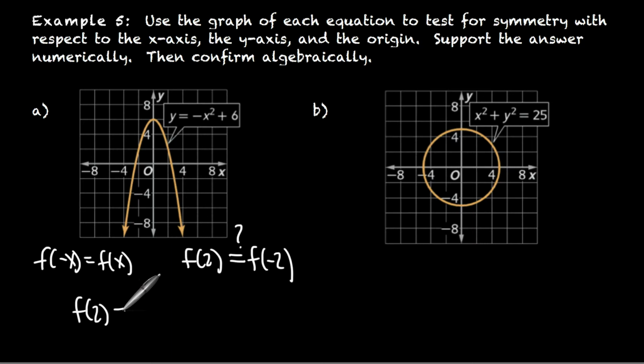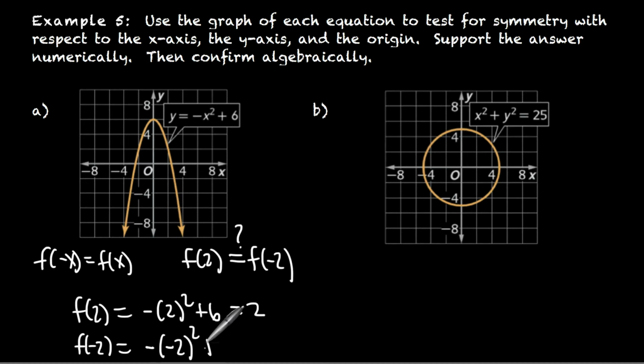f of 2 is going to be negative, parentheses, 2 squared, plus 6. 2 squared is 4. Multiply that by a negative, that's negative 4 plus 6. That is going to be 2. Well, f of negative 2 is going to be negative, parentheses. Be careful to leave the negative outside the parentheses and put the number inside. When you square negative 2, that's also going to be positive 4 times negative, which is negative 4, plus 6, which is 2. Because f of 2 and f of negative 2 are the same, we can conclude that this has symmetry about the y-axis.